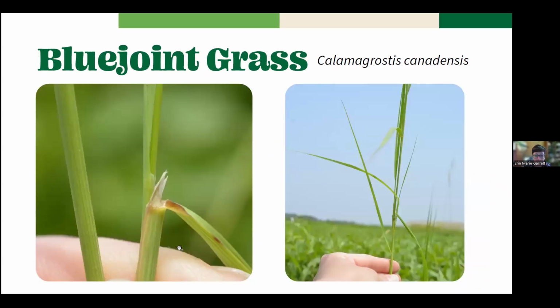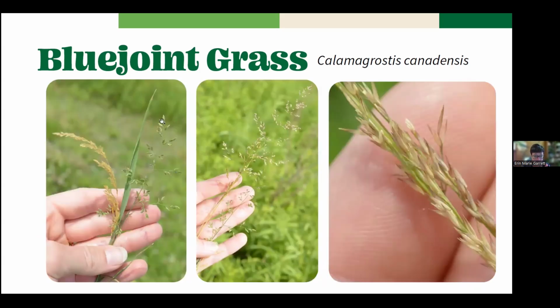So let's look up close. Blue joint grass, tall membranous ligule, right? No hairs anywhere on the leaves, on the leaf sheaths, on the stem, really smooth, kind of nondescript looking grass. And I put this picture in here because this is when that panicle is puffed out, and this is what it looks like once it's senesced. So kind of two different looks, right, for this grass.